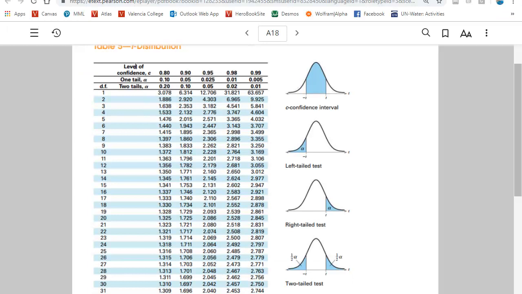So I would look at level of confidence, I would look at 95%, I'd go down to 11 degrees of freedom and then see 2.201 as the number of standard deviations I need to move above and below to catch 95% of the data around the mean.